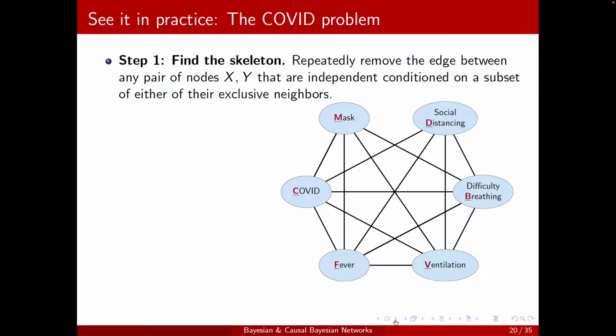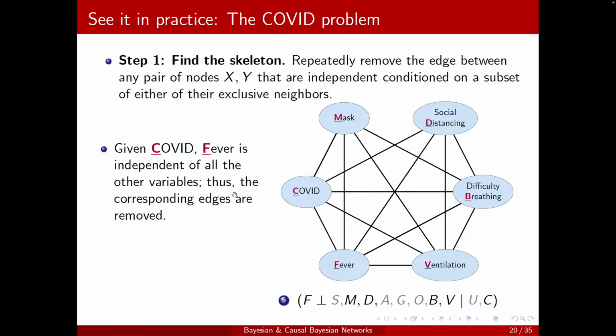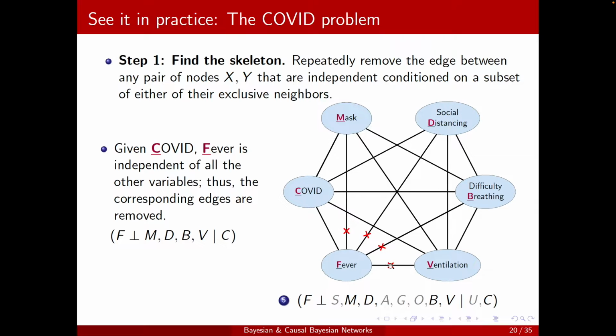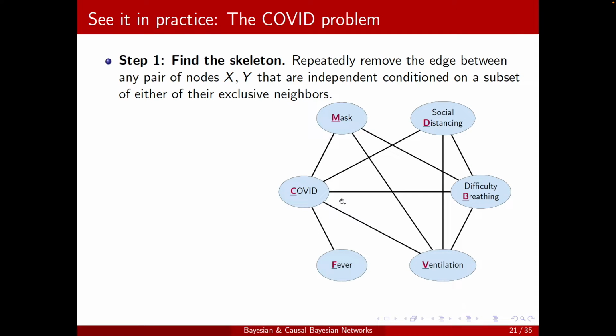So I will look for conditional independencies where the size of u is 1. One of them is this one. I have that f is independent of m, d, b, v conditioned on c. Now that means that all of these links should be removed: f to v, f to b, f to d, and f to m. Okay. So after doing that, what else do I have?